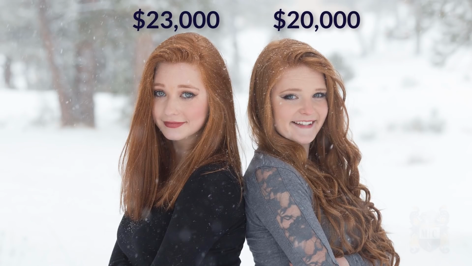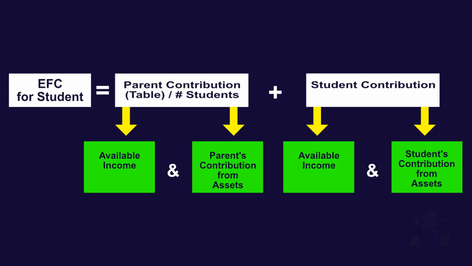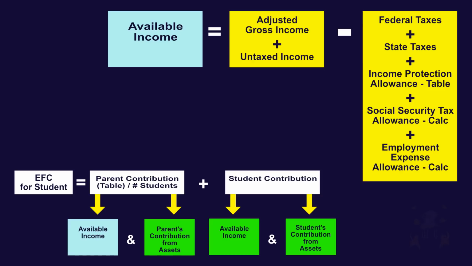Your EFC may be different for each child because the calculation has two parts: the parents' portion, which is divided by the number of children in college, and the child's. Together, these amounts are the EFC for that child. This is why EFC can be different between children, though the parents' portion remains the same. Income is treated differently for parents and the student. First, let's look at how the parents' portion is calculated.